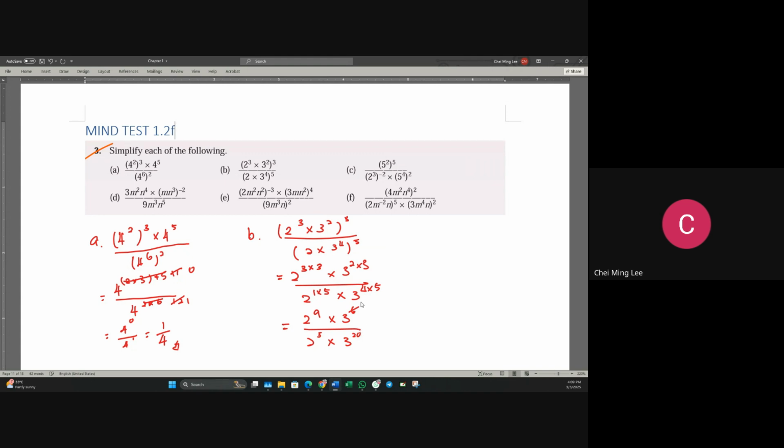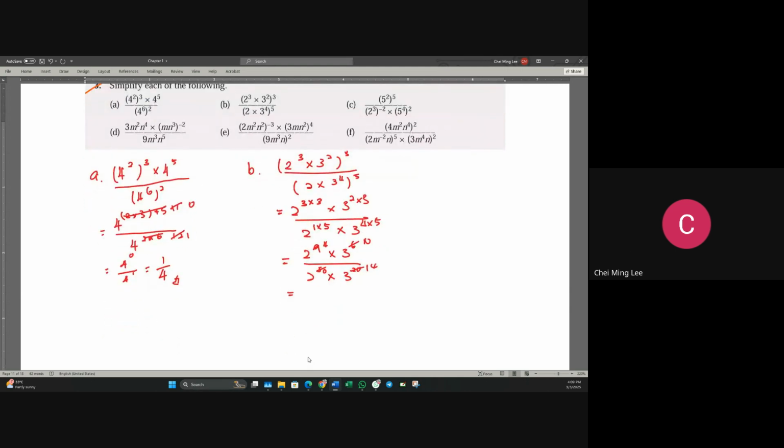So this one and this one we take out, it becomes 1. This one becomes 0, sorry. So this one, 9 minus 5, becomes 4 after minus, and this one becomes 0. So it becomes 2 to the power of 4, this one is 3 to the power of 0, which is 1. So 2 to the power of 4 divided by 1 times 3 to the power of 14. Okay?